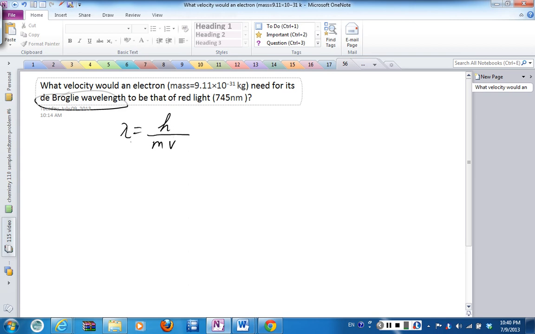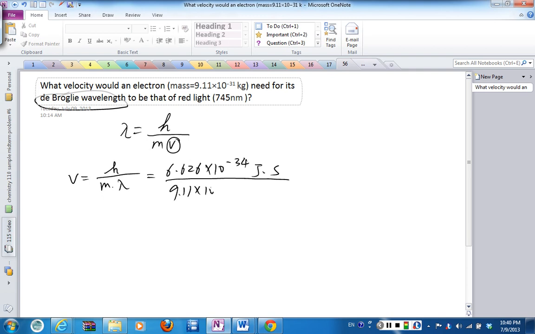We're not calculating wavelengths here. We actually want velocity. So, of course, rearrange the equation: v equal to h over m lambda. h is 6.626 times 10 to the negative 34th joule second. Mass is 9.11 times 10 to the negative 31st kilograms.